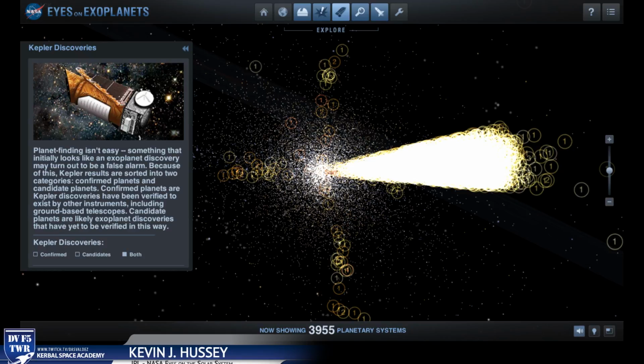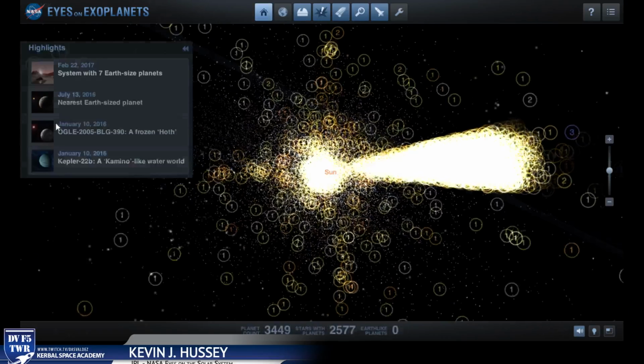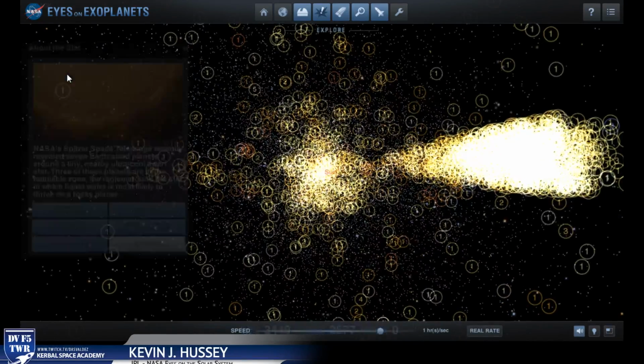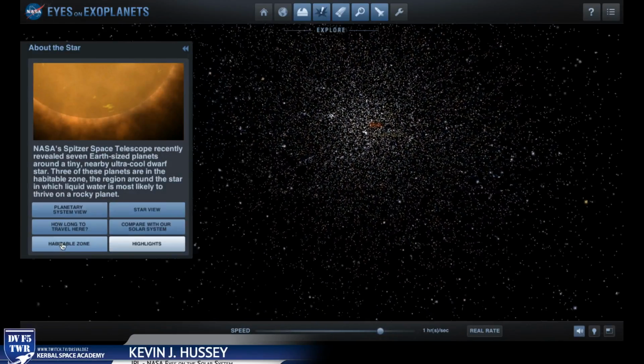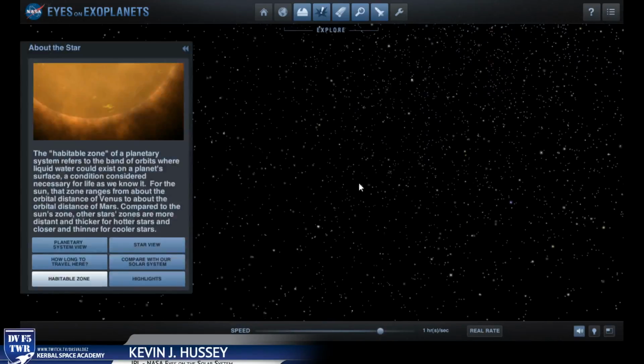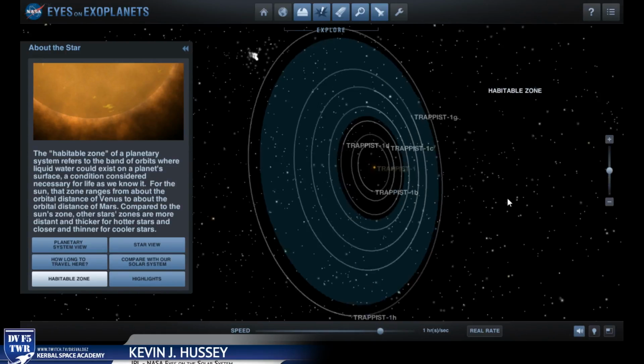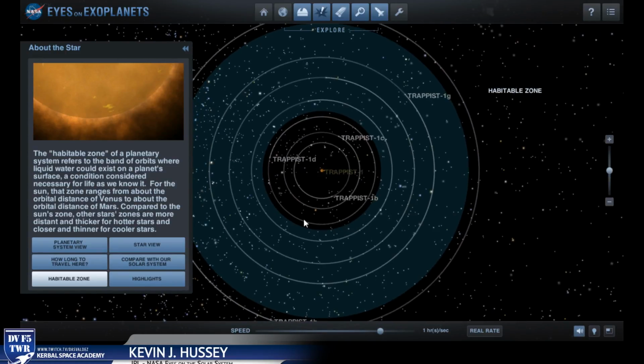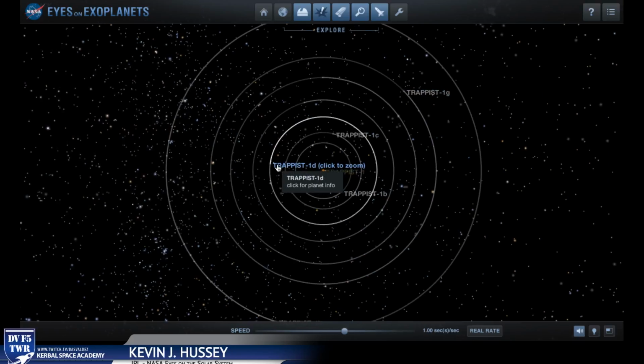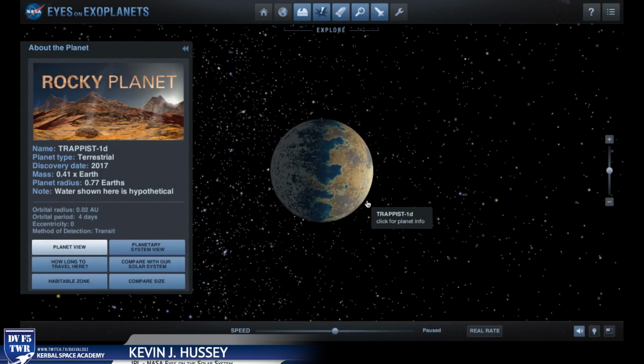I love this planet because it has both. Oh, I'm sorry, I lost my mouse. There you go. I'm just going to do the simple way. Say go home. Going to go here to the system of seven planets. Throw up my habitable zone, and the reason I like this one is it has land and water. You'll see it here. It is right inside. It's Trappist-1d. There's something about this particular planet, I just love it.